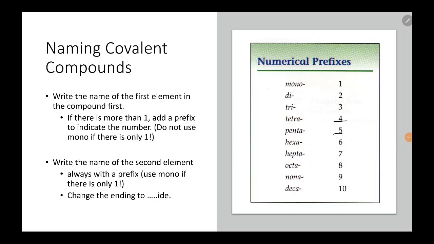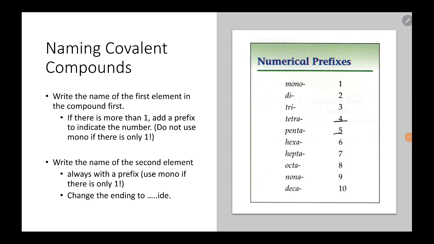Now that we got the hard stuff out of the way, we can do the easy ones. Naming covalent compounds is a lot easier than naming ionic compounds because you don't have to figure out any charges. You just have to remember a list of numerical prefixes. There are no common charges in covalent compounds, so we have to indicate exactly how many atoms are there with our naming system.